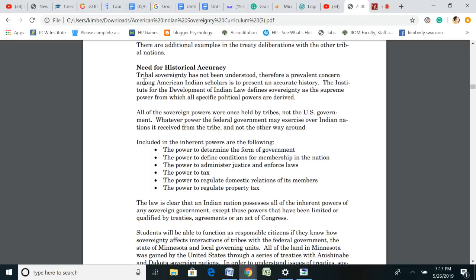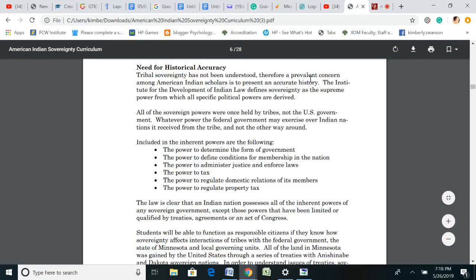That's why they try to ignore the fact that we need reparations. They don't want us to have that because they know that there's power in having resources. And that's why they try to strip us from it, even though it's not rightfully theirs. It says tribal sovereignty has not been understood. Therefore, a prevalent concern among American Indian scholars is to present an accurate history. The Institute of Development of Indian Laws defines sovereignty as the supreme power from which all specific political powers are derived. And this is something that we lack.